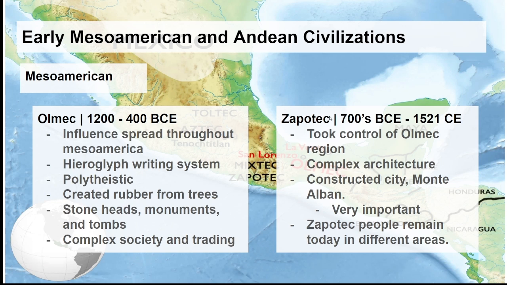Next is Zapotec, 700s BCE to 1521 CE. They took control of the Olmec area after the Olmec had fallen, and they had complex architecture. They constructed a city called Monte Alban, a very important city. Zapotec people remain today, in different areas, but their language and culture still remain.